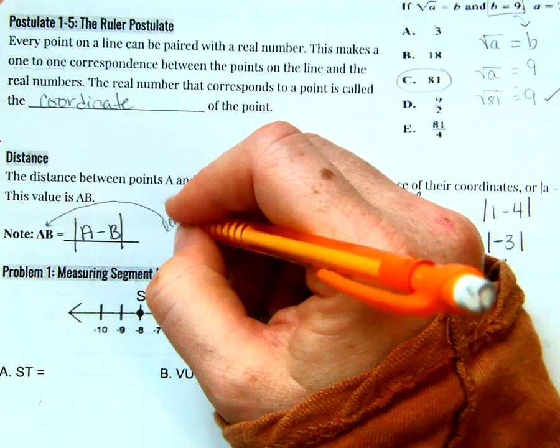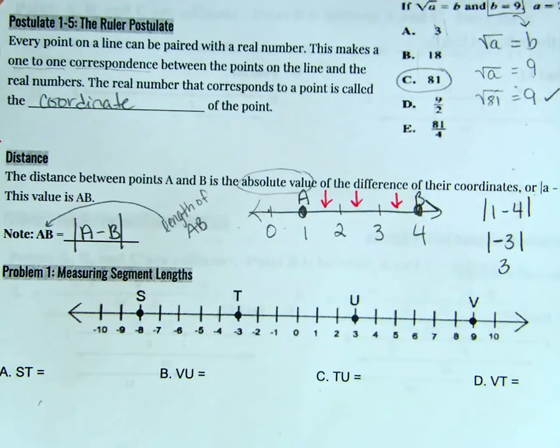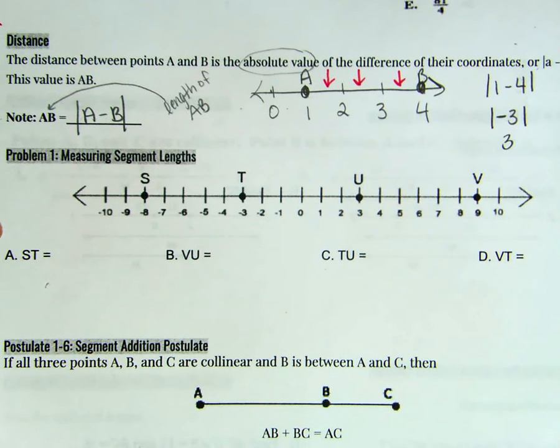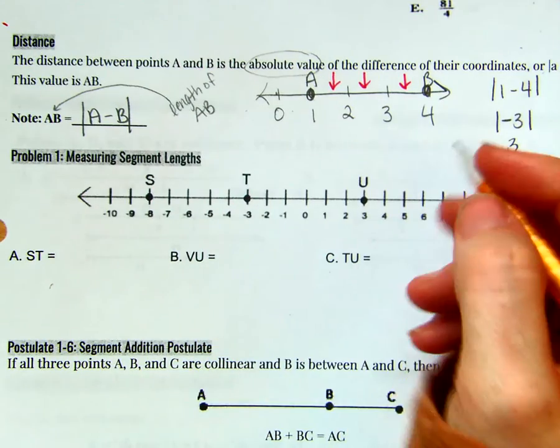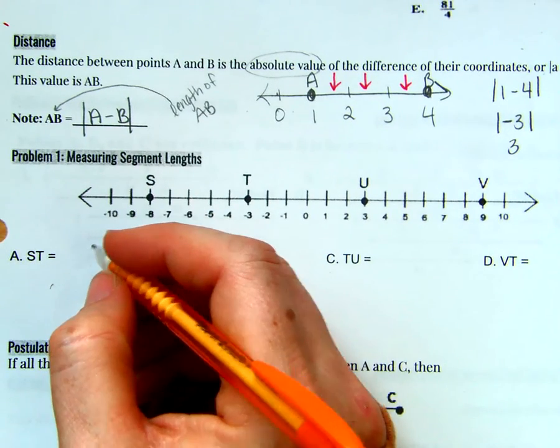So this is going to tell you the length of AB. It does not represent the name of the line segment. All right, so let's look at a couple of examples here for just measuring our segment lengths. We know that we could just count, but we want to be able to also use our formula for when our numbers get huge and we can no longer count. So here's what our ruler postulate says.